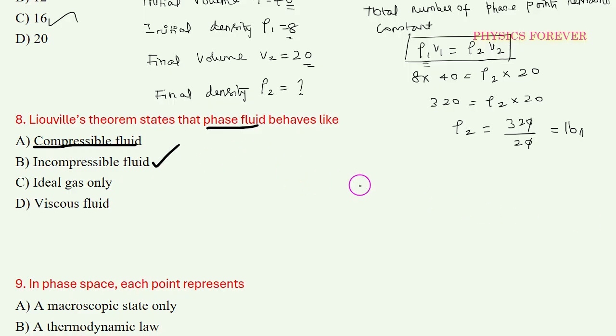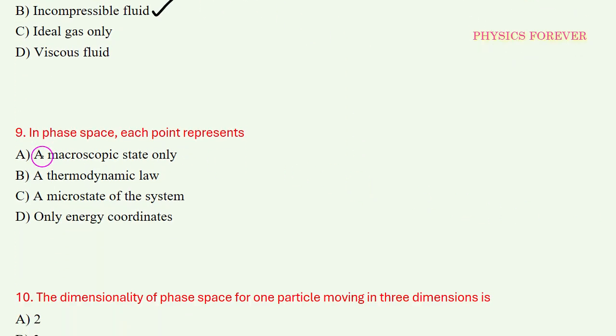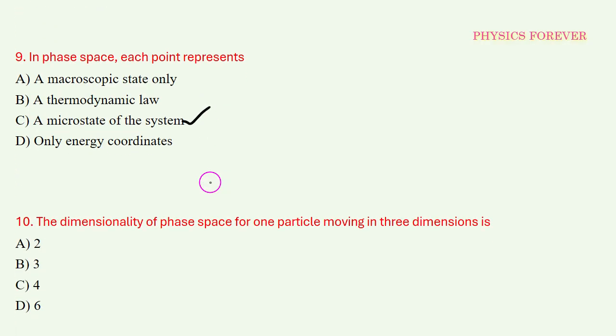A question will definitely come. Question number 9: in phase space each point represents a microstate of the system. Option C is correct. Question number 10: the dimensionality of phase space for one particle moving in three dimensions. Phase space has 3 position coordinates and 3 momentum coordinates, so the total is 6 dimensions. Option D is correct.